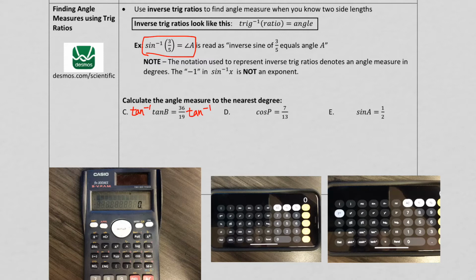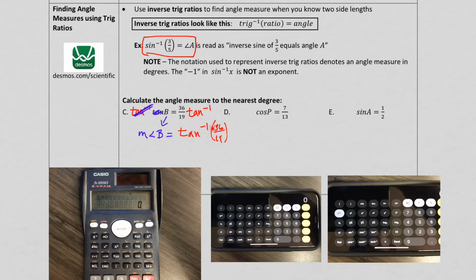At that moment, the inverse of tangent and tangent are going to be opposites, so they're going to cancel. So this gets rid of tangent. And what comes out here is angle B. So the measure of angle B equals inverse tangent of 36/19. Again, it's the inverse trig ratio and some actual ratio here, some fraction.